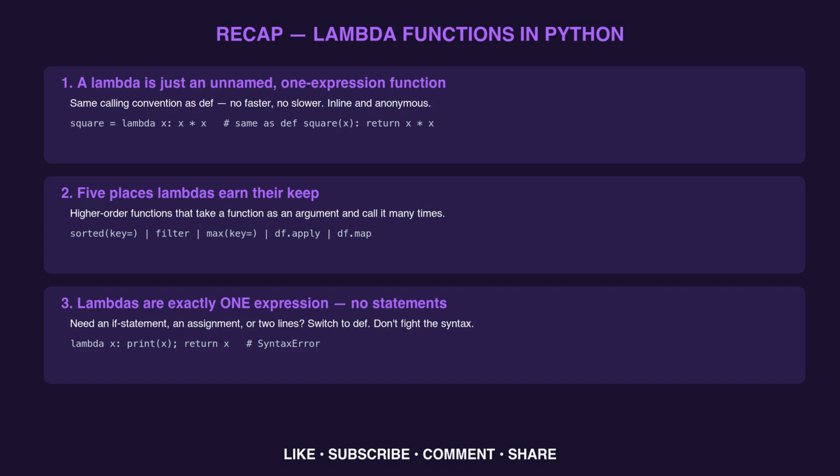Second, the 5 places lambdas earn their keep are sorted, filter, max and min, and pandas.apply or .map. All take a function as an argument and call it many times.